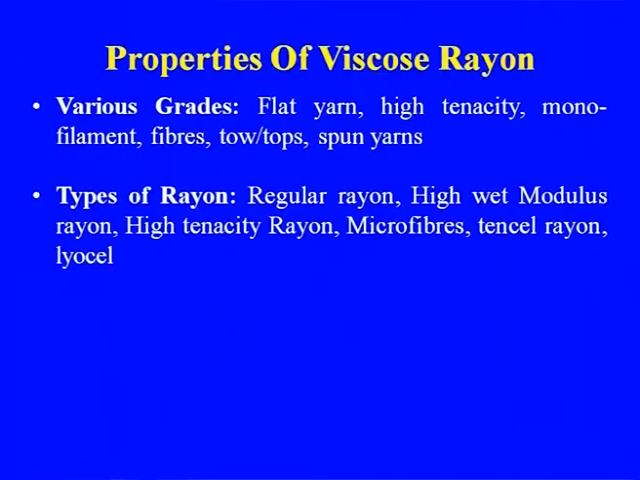These are the various grades of viscose rayon, types of rayon: regular, high wet modulus, high tenacity, microfibers, tencel, the lyocell. These are some of the trade names also. These are some of the major producers of rayon. One is Century Rayon, and most of these companies are of the Birla group, because they are also pioneers in paper making.